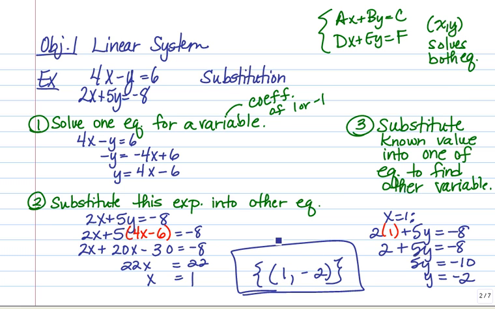And how can we check? To check, we would have to plug in to both equations, because that's what it means to be a solution to the system. It satisfies both equations.